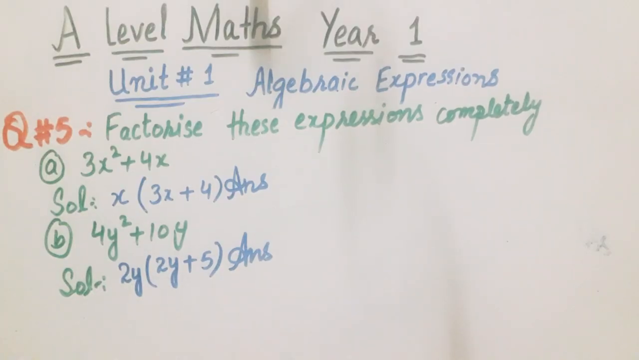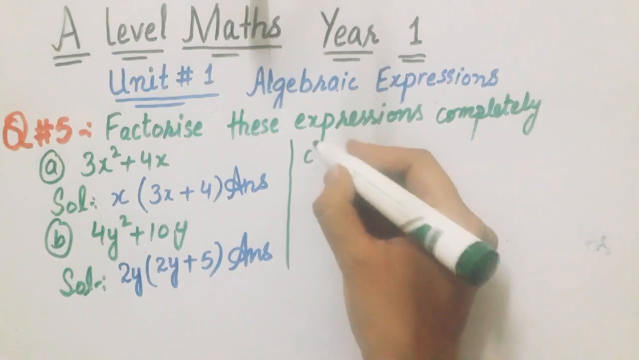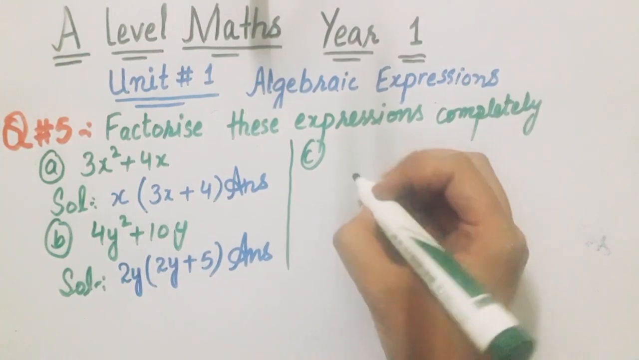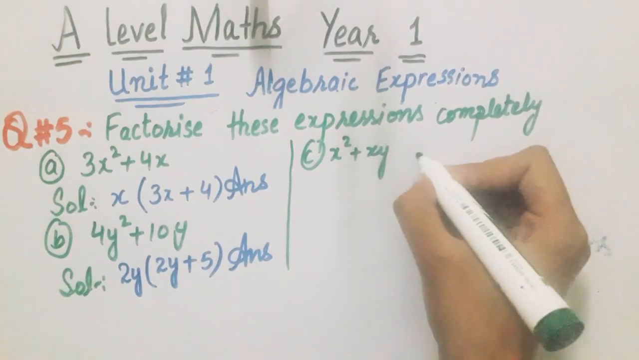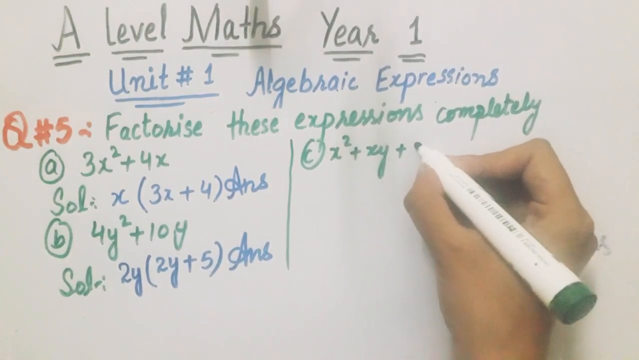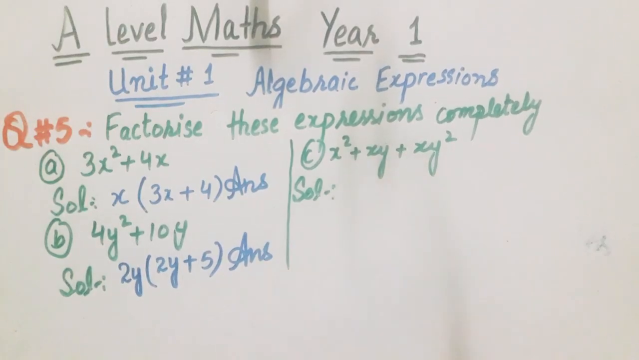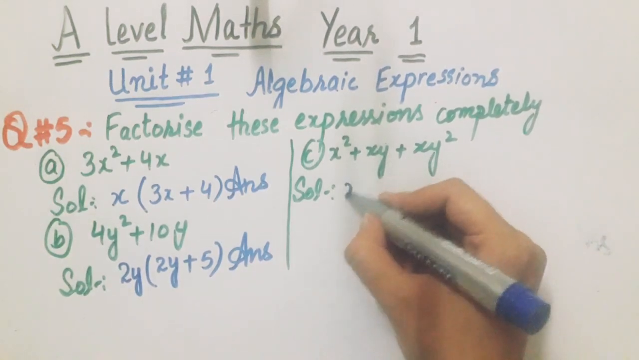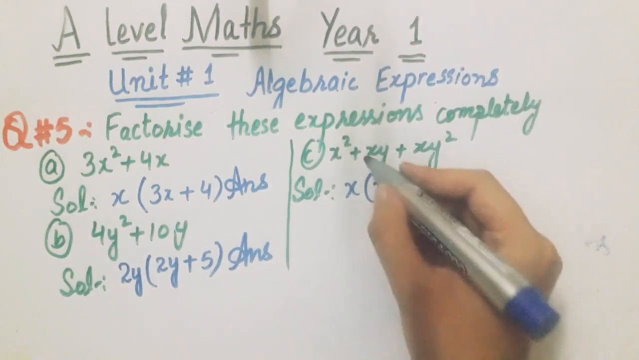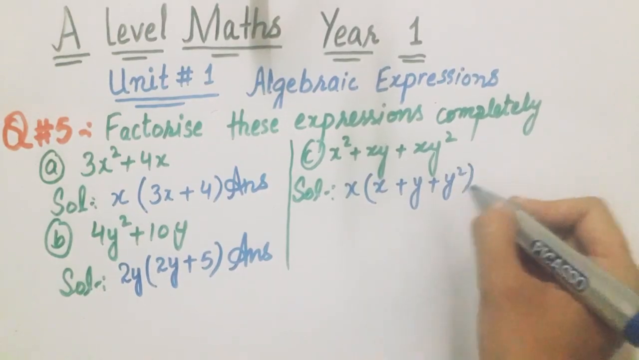Now we will solve the C part. That is x square plus xy plus xy square. We will take x as common from this because x is in these three terms. So remaining will be x plus y plus y square.